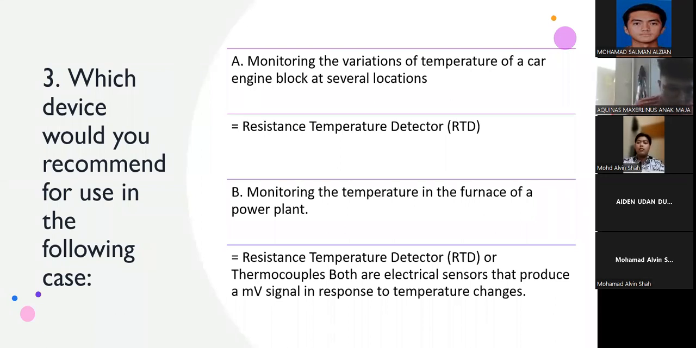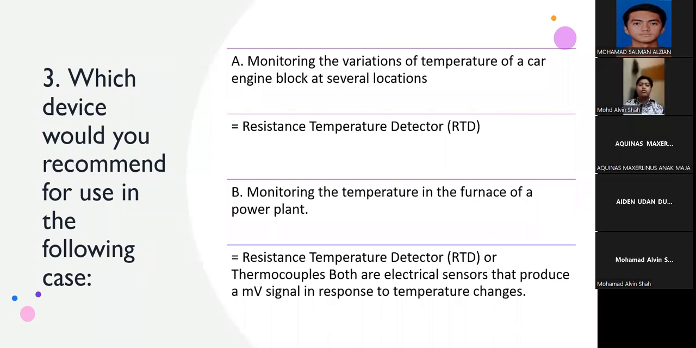For the last one, we have question three: which device would you recommend for use in the following cases? Monitoring the variation of temperature of a car engine block at several locations. We choose the resistance temperature detector, RTD. Monitoring the temperature in the furnace of a power plant: the RTD or thermocouples, as both are electrical sensors that produce a millivolt signal in response to temperature changes.